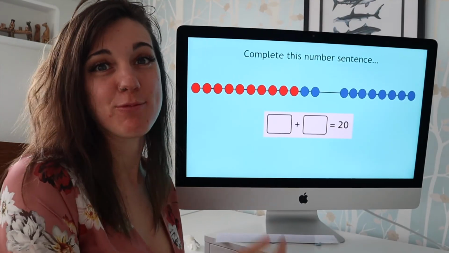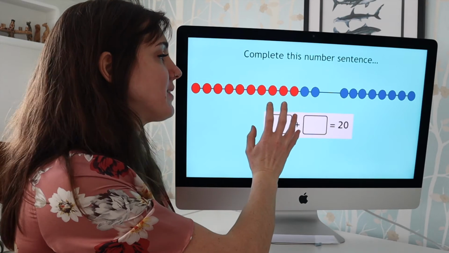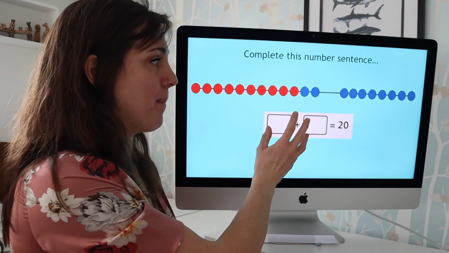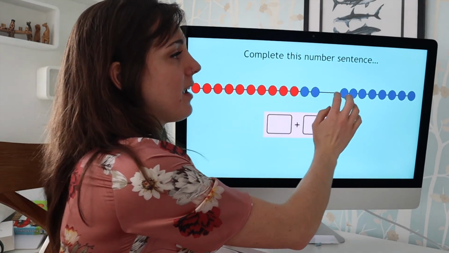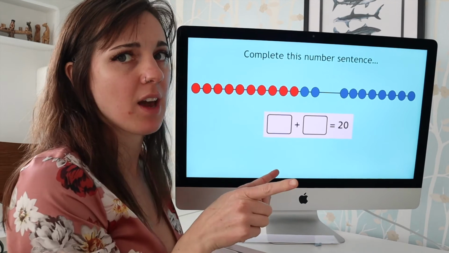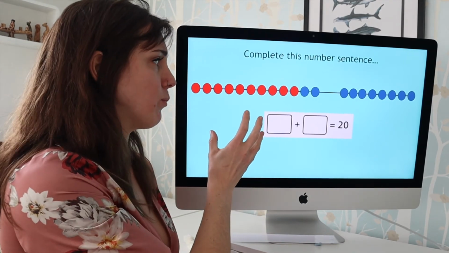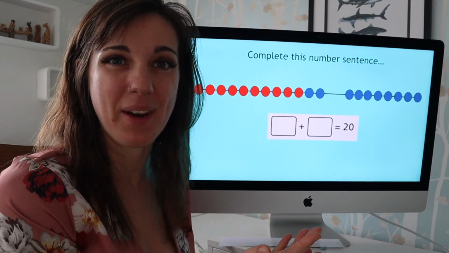Now the number bond is represented on a bead string. Now they're not to be sorted by colour this time, they're to be sorted by where they are. So we've got a section over here and a section over here. They've only put these ones into a different colour so that you can subitize them really quickly. Why don't you pause the video now and see if you can work that one out.